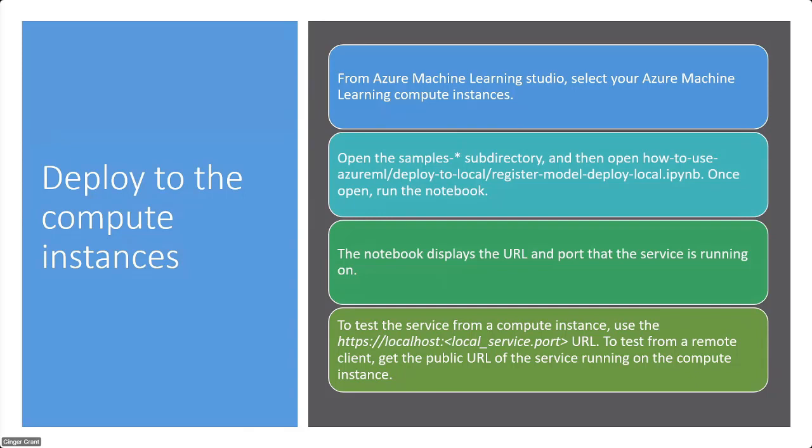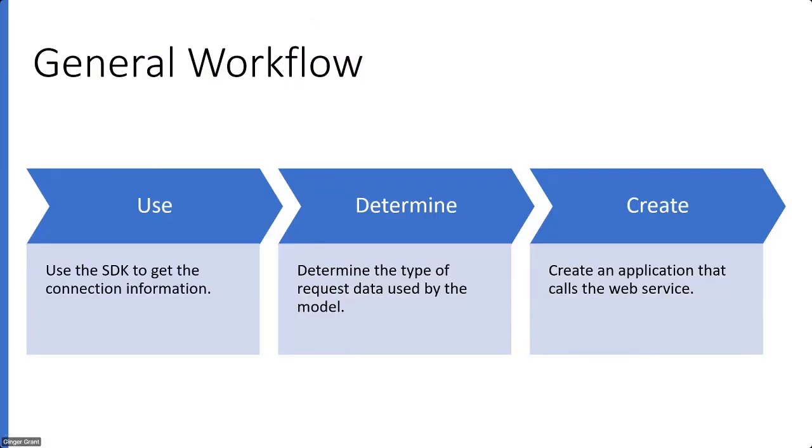So you can test that from a local compute instance by looking at the localhost and the URL. And from the remote client, you can get a public URL of the service running to see the different compute instance. So if you want to look at the samples, it's a great place to do it. The general workflow is you use the SDK to get the connection information, then you determine a type of request data, and then create an application that calls the web service.